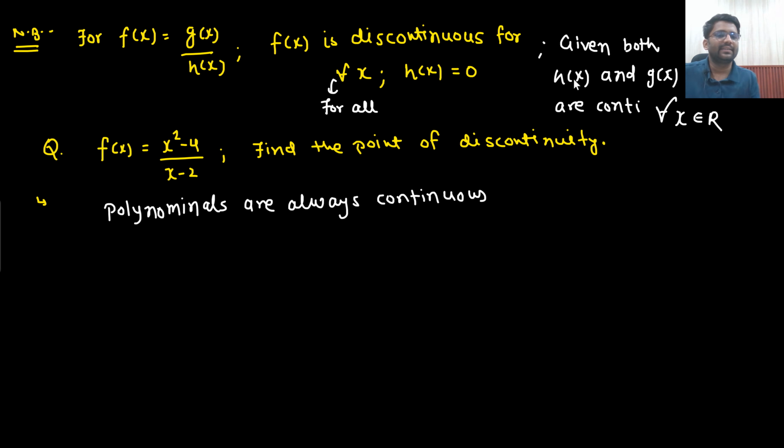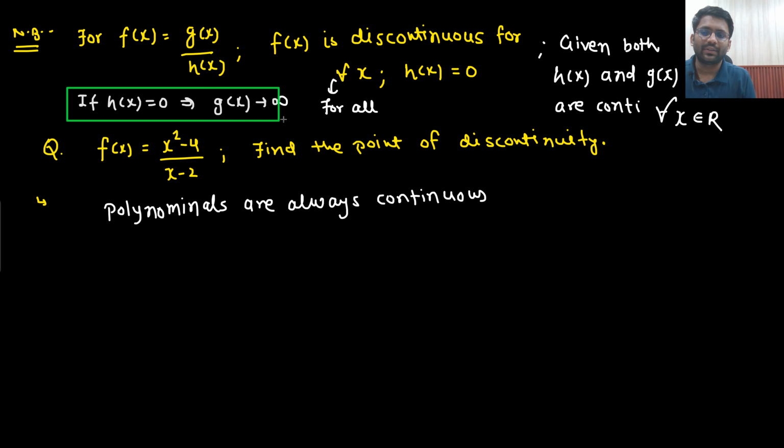Basically the point is, let's just say h(x) is discontinuous at some point. So if h(x) is discontinuous, then f(x) will be by default discontinuous, no? Are you able to understand what I am saying? And if g(x) is discontinuous, then by default f(x) will be discontinuous, no? But if it is g(x) by h(x), then what will be the scenario? If h(x) becomes 0, then what will happen?